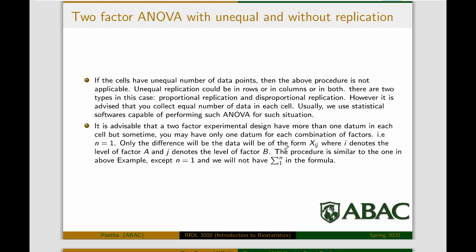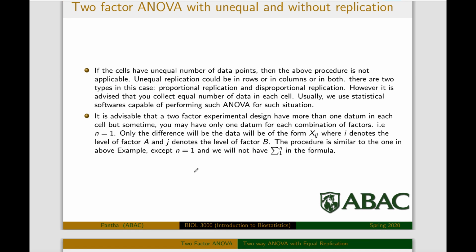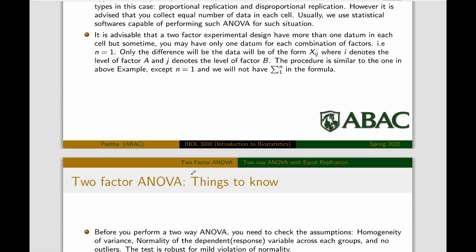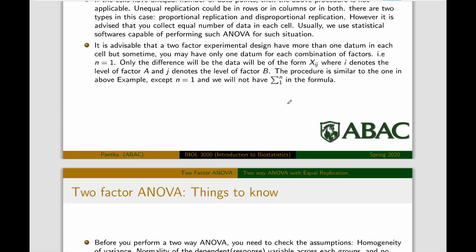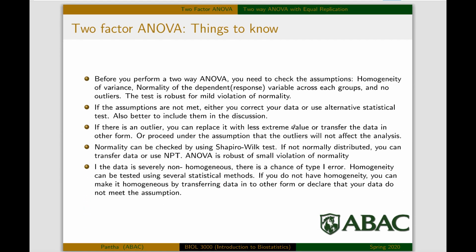It is advisable that a 2-factor experimental design have more than one data point in each cell, but sometimes you may have only one datum for each combination of factors, that is n equals 1. The only difference will be that the data will be of the form xij, where i denotes the level of factor A and j denotes the level of factor B. The procedure is similar to the one in the above example, except n equals 1, and we will not have the summation 1 through n in the formula. So instead of 3 summations in the formula before, we will have just 2 summations, because this will be just one data point, right? So let's go over this.